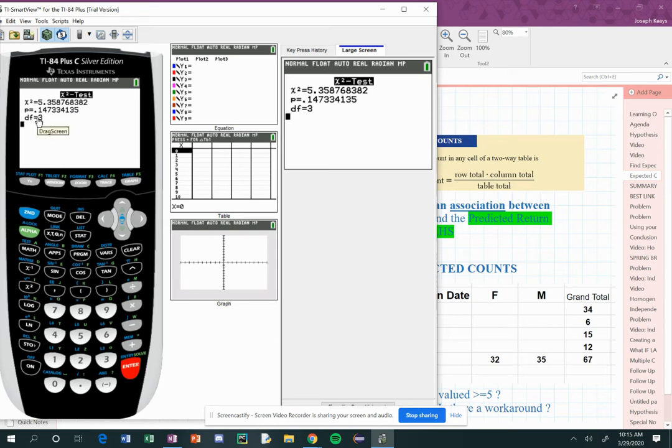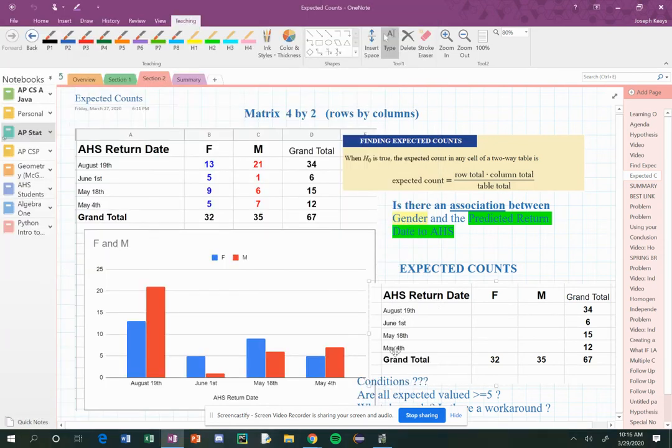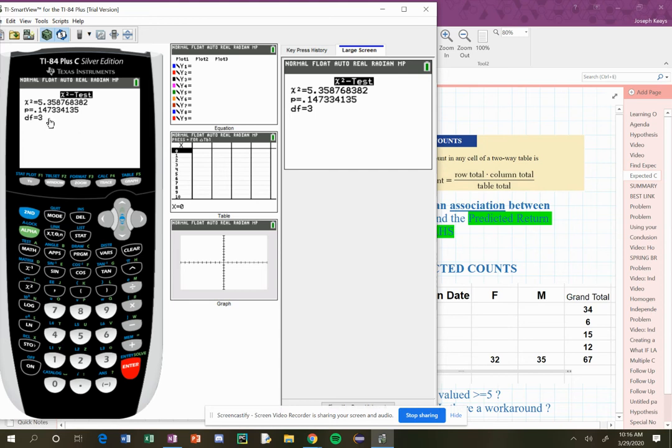And this is the degrees of freedom. We briefly spoke about the degrees of freedom earlier, which was what? The number of values in the row minus 1, which would be 3, because 4 minus 1 is 3, times the number of values in the columns minus 1. In this case, we have 2 values in our column. So it's 2 minus 1, which is 1. So 3 times 1 is 3. That's how they're getting this degrees of freedom of 3. It is the number of rows minus 1 times the number of columns minus 1.